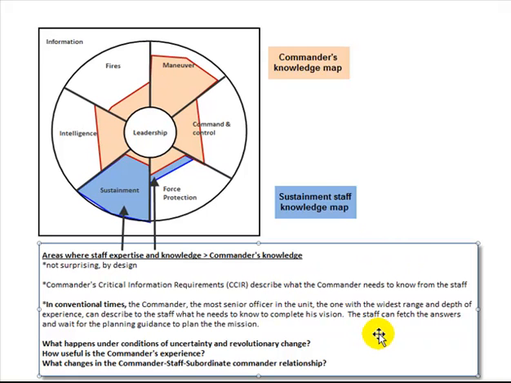In the planning process, under conventional operations, the commander knows what else he needs to know before he completes his vision and decides on his concept of operation, so that he can ask now the staff for specific information requirements. They answer him, and then he can complete his plan.